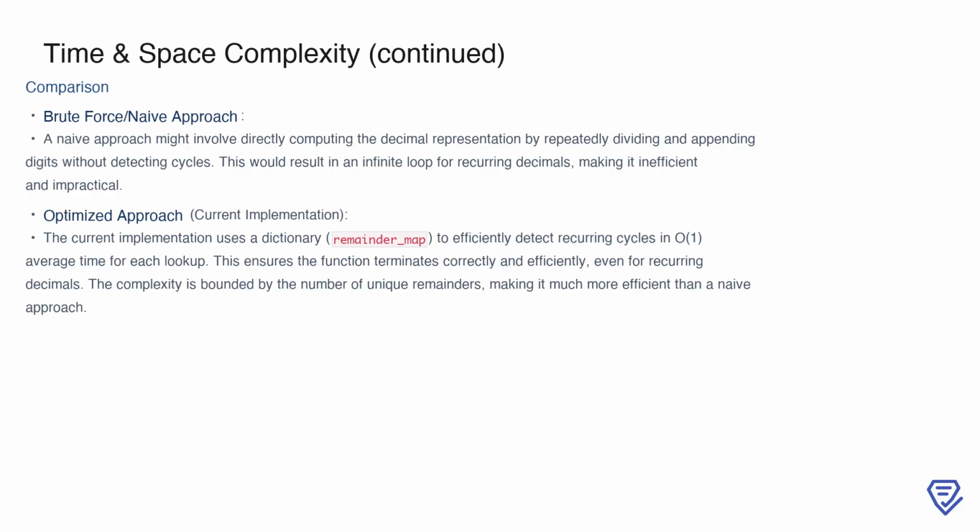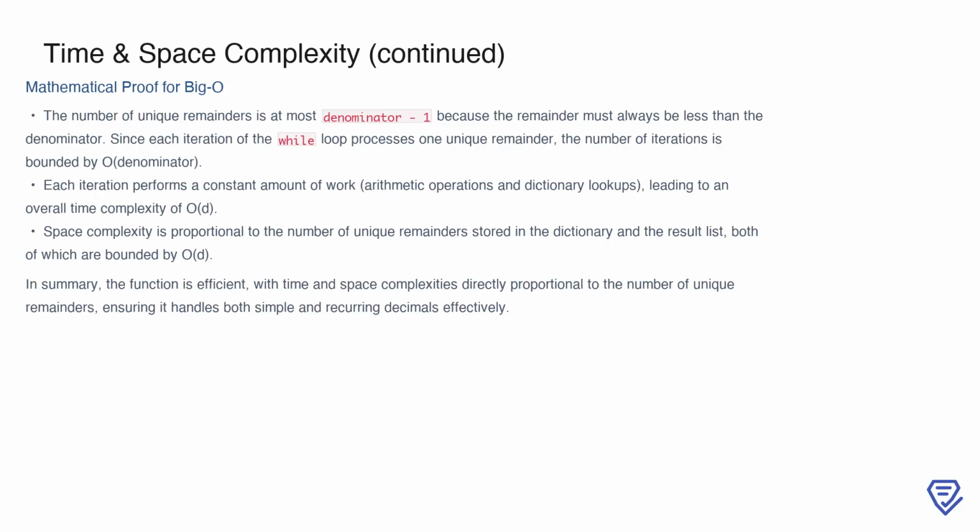By bounding the complexity to the number of unique remainders, the current implementation is far more efficient and reliable than a brute force method. To solidify our understanding, let's consider the mathematical proof for the big O complexities. The number of unique remainders is always less than the denominator, meaning there are at most denominator minus 1 unique remainders. Since each iteration of the while loop processes 1 unique remainder, the total number of iterations is bounded by denominator. During each iteration, only a constant amount of work is performed, including arithmetic operations and dictionary lookups, which ensures the overall time complexity is O(d).